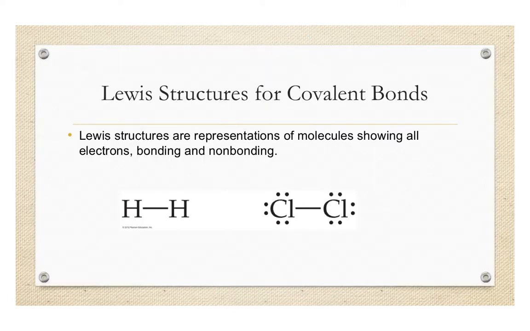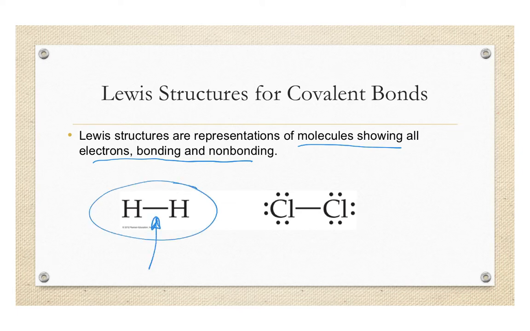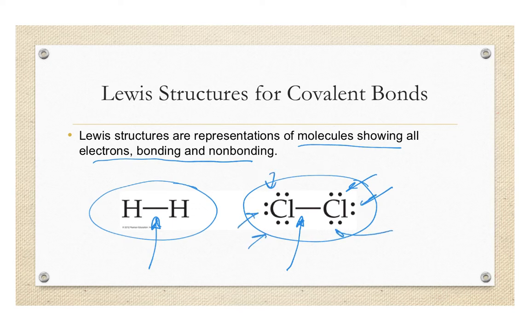All right, so we're going to be talking about Lewis structures for covalent bonds. Basically, they're representations of molecules showing all the electrons, bonding and non-bonding, that are involved in the molecule. So here's hydrogen. Here's 2 electrons that are involved in a bond. Here's chlorine. Here's 2 electrons involved in a bond, and 6 electrons on each that are not involved in bonding. And those are our valence electrons.